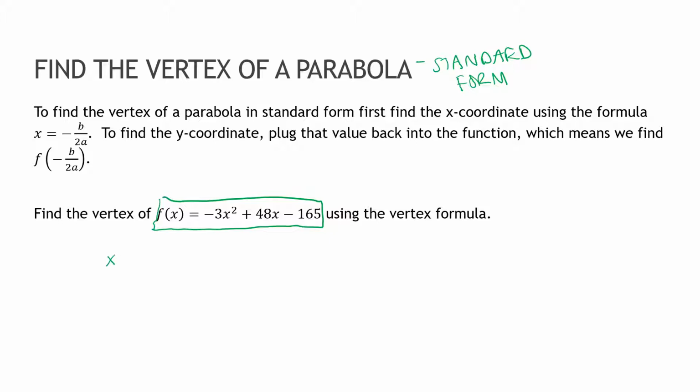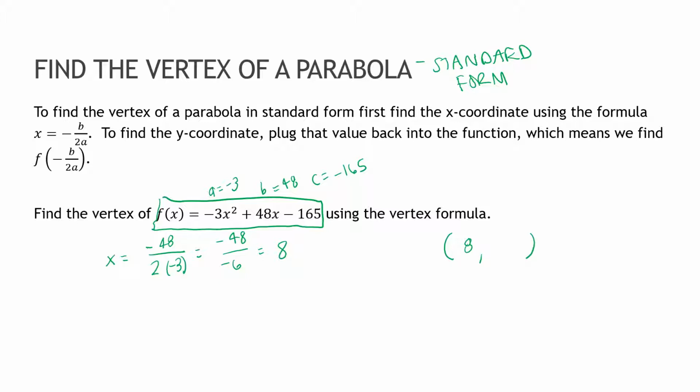And the vertex formula says to find the x value, you need to know the a, b, and c first. So remember, in a quadratic, the a term is in front of the x squared, the b term is in front of the x, and the c term is the constant. And I'm going to take the opposite of my b term, so 48 becomes negative 48 over 2a, so negative b over 2a. That gives me negative 48 over negative 6, which is positive 8. So that means my vertex is 8, comma, something.